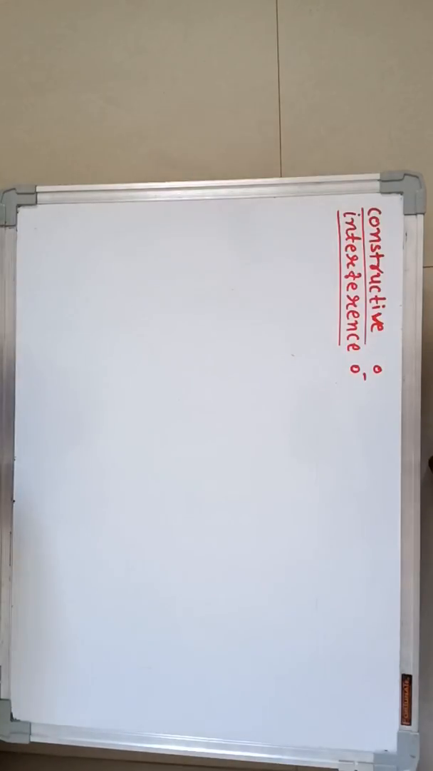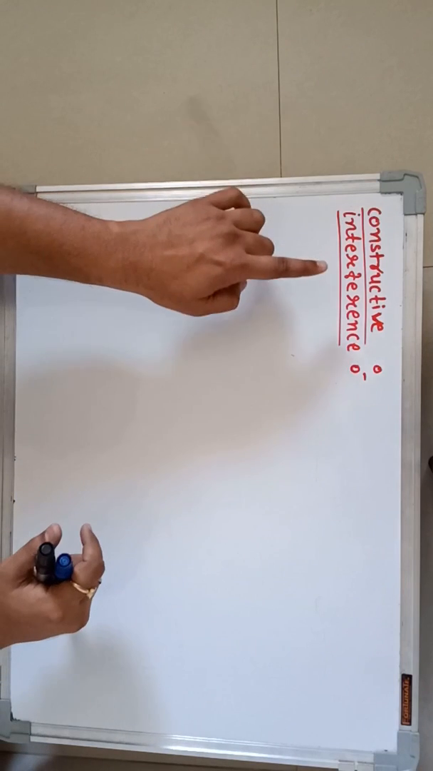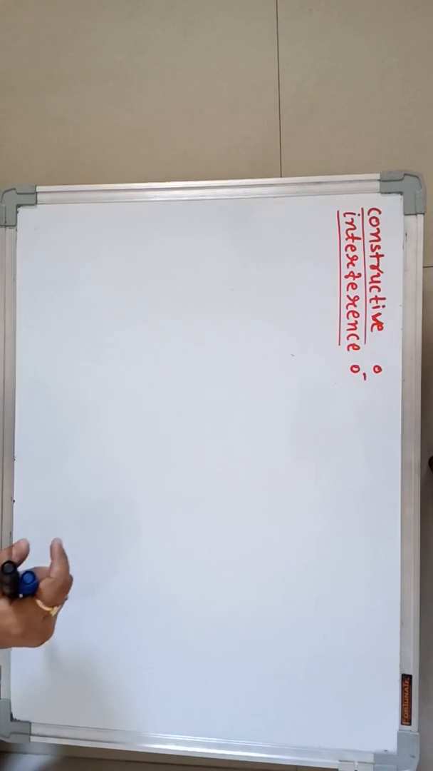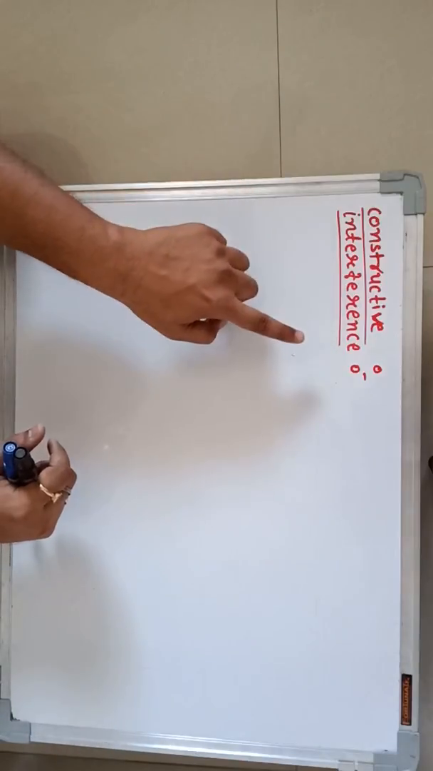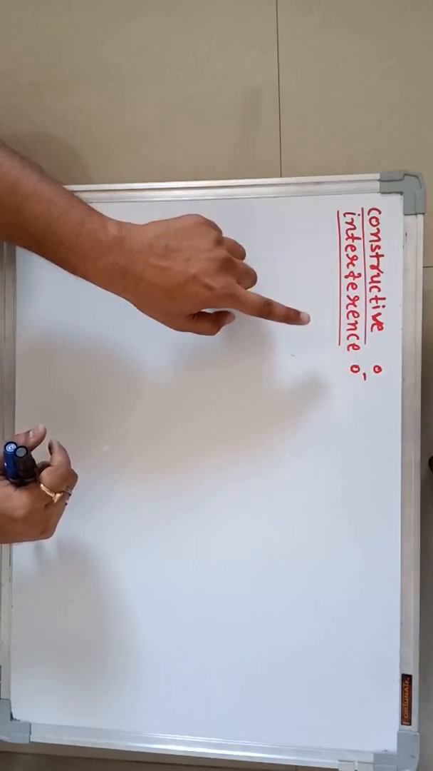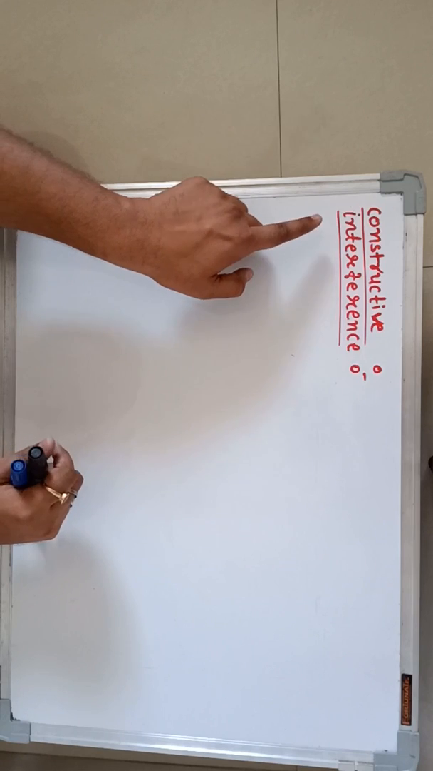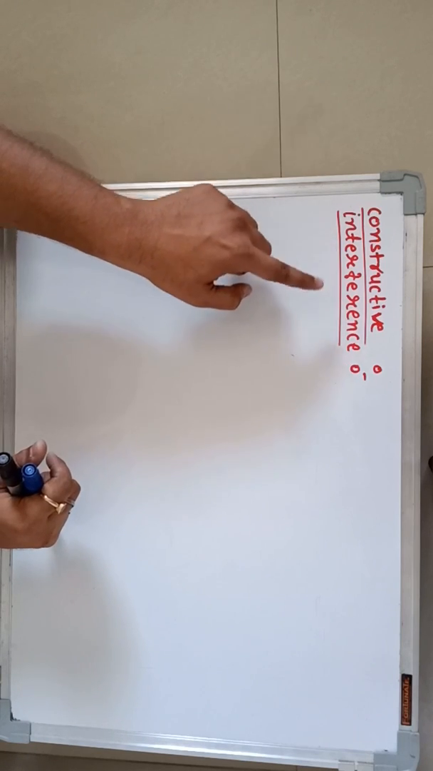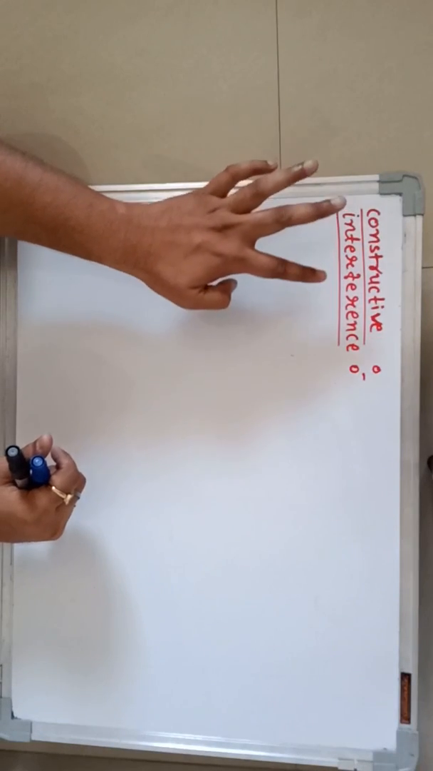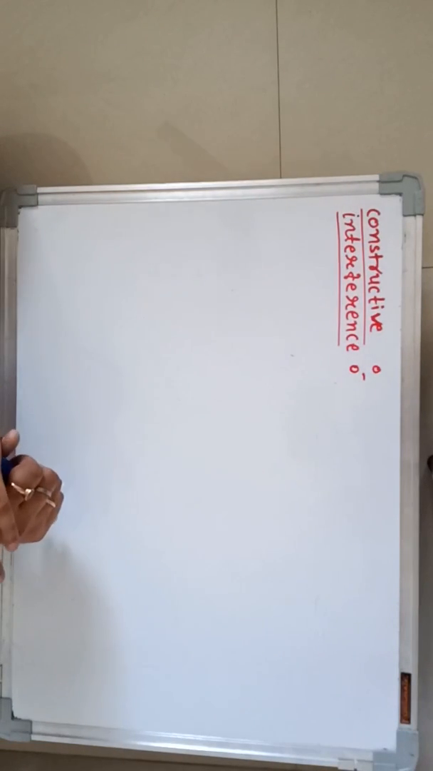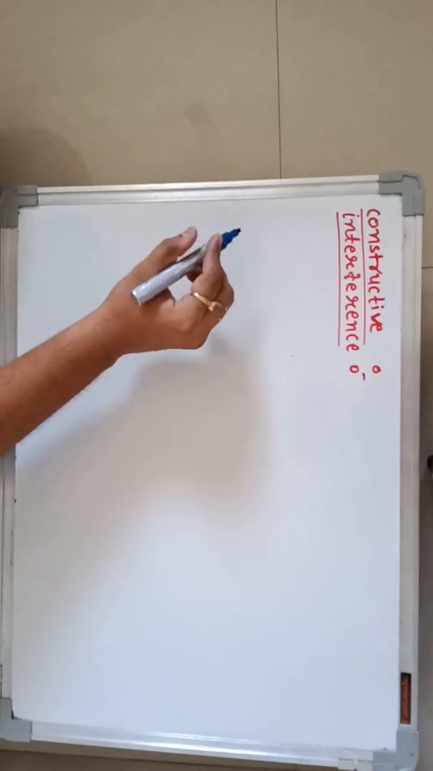Hello dear student, we will start constructive interference. We will study about the interference. We know what interference is, so today we have to study constructive interference. There are two types of condition: constructive interference and destructive interference. For constructive interference, we draw the figure here.